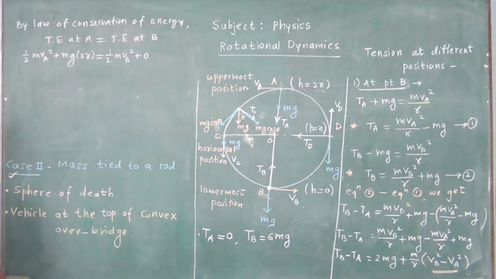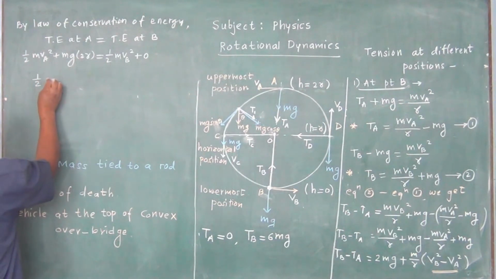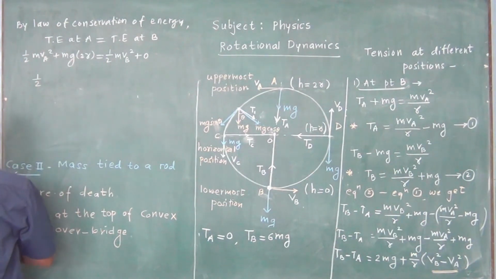So you will find here that we have to find out vb square minus va square. So we can transfer here. So it will become half of this, m will get cancelled.